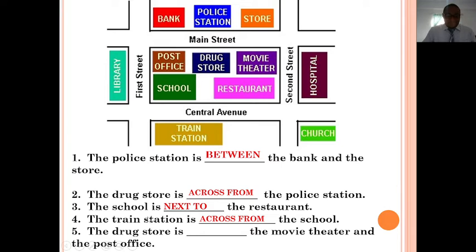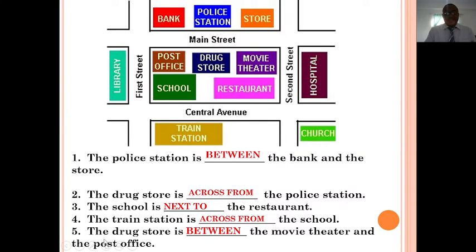Number 5, the drugstore is the movie theater and the post office. Now let's look at the map. This is the drugstore, this is the movie theater, and this is the post office. So which is the correct preposition that we are supposed to use? The correct preposition is between. So the drugstore is between the movie theater and the post office.